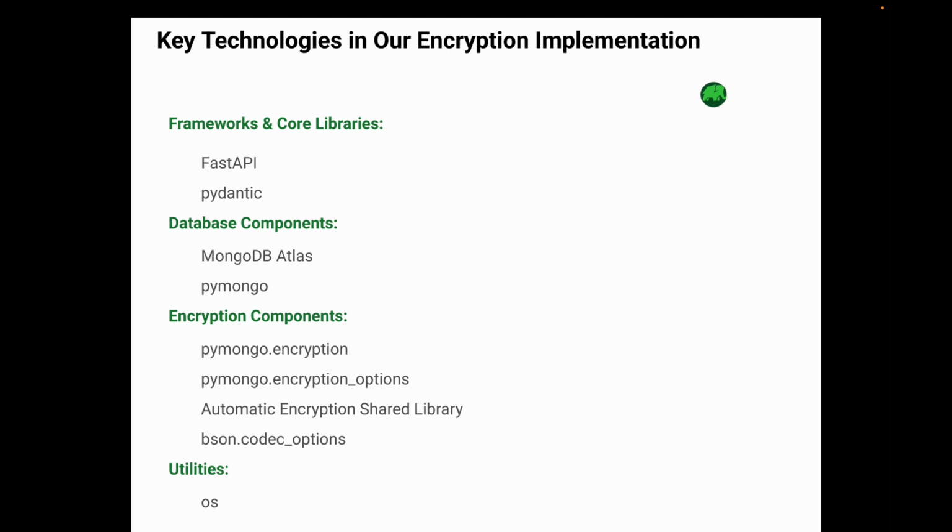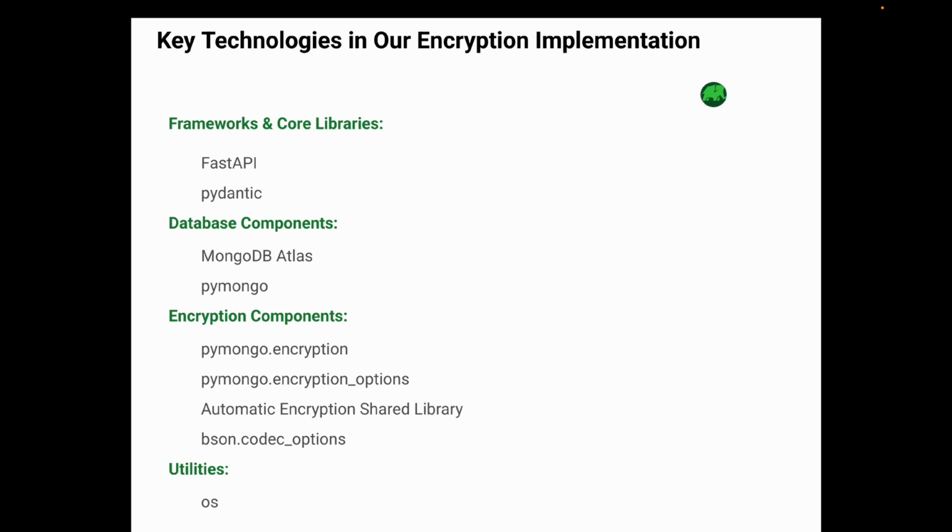To make queryable encryption work, we rely on powerful frameworks, databases, and encryption tools. The framework and core libraries: FastAPI and Pydantic. FastAPI is the backend framework for our application, while Pydantic ensures data validation and serialization. We have the database component, which is MongoDB Atlas and PyMongo. MongoDB Atlas is a cloud database where encrypted queries are executed, while PyMongo is a Python driver for interacting with MongoDB. We also have encryption components, which are PyMongo encryption and PyMongo encryption options. These handle data encryption and decryption.